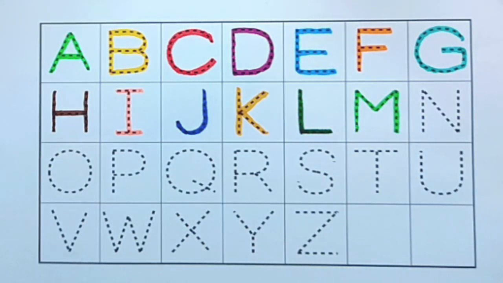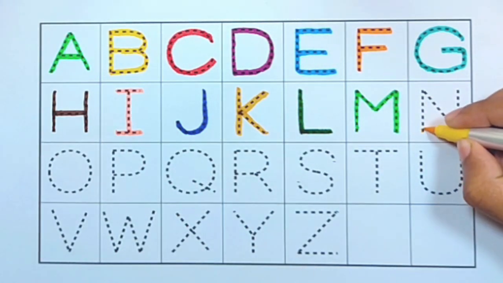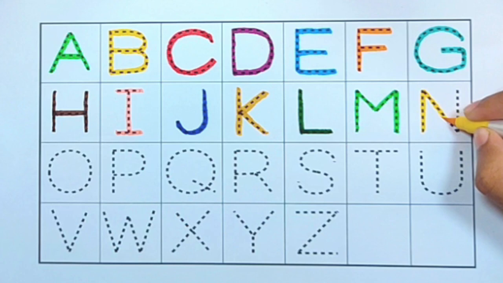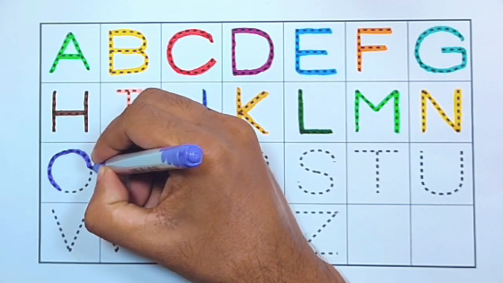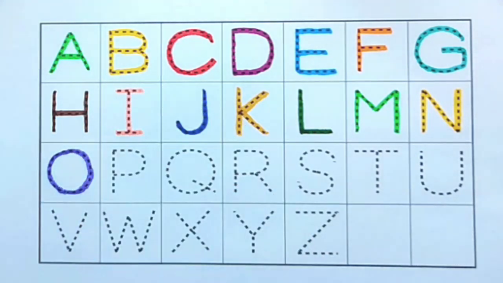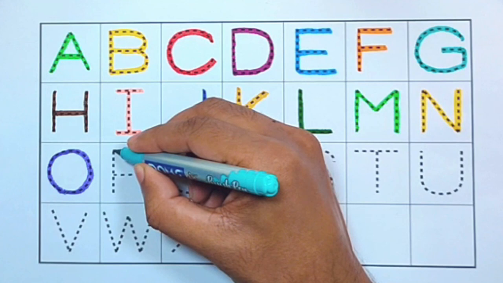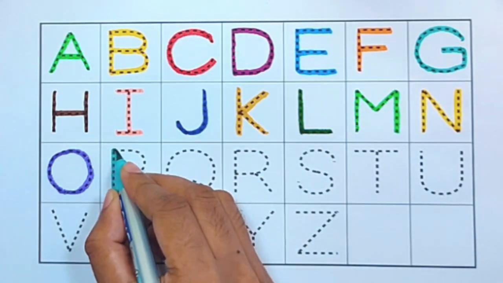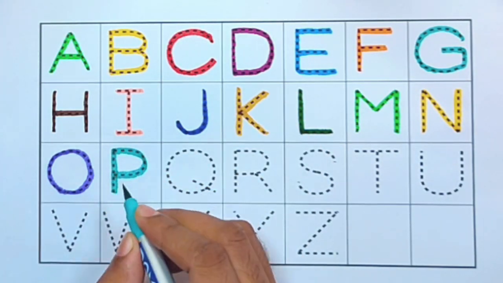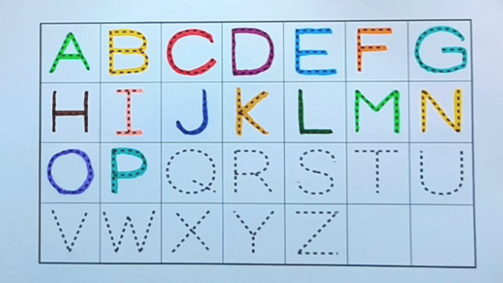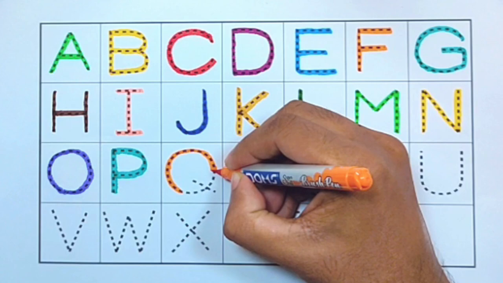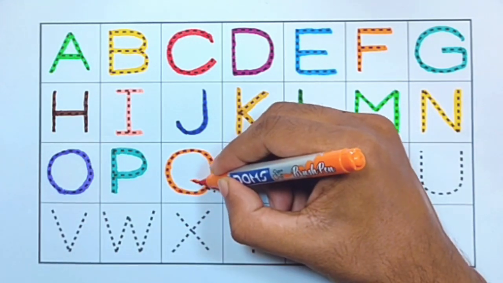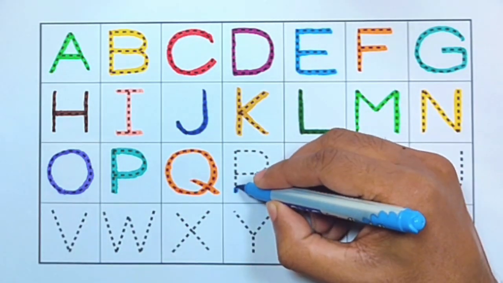M for mango. Yellow color. N for net. Blue color. O for onion. Green color. P for pineapple. Orange color. Q for queen. Sky blue color.